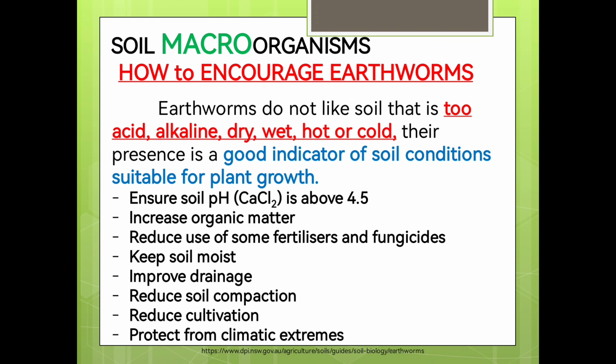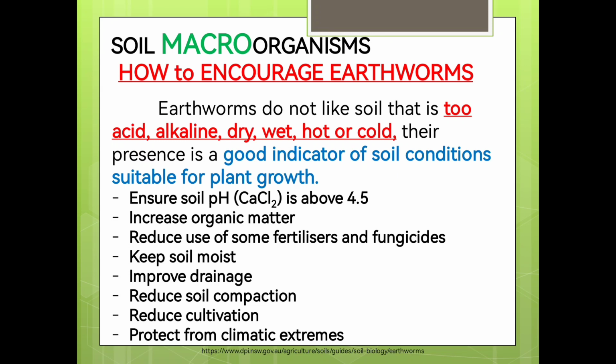So how are we going to encourage the population of earthworms, a good population of earthworms? We need to ensure that the soil pH is above 4.5, not acidic soil. We need to increase organic matter. We have to reduce the use of some fertilizers and fungicides because they can kill those earthworms. We need to keep the soil moist, not saturated with water. Ibig sabihin, hindi siya lubog sa tubig. Meron lang siya enough na moist so that they can easily move through the soil.